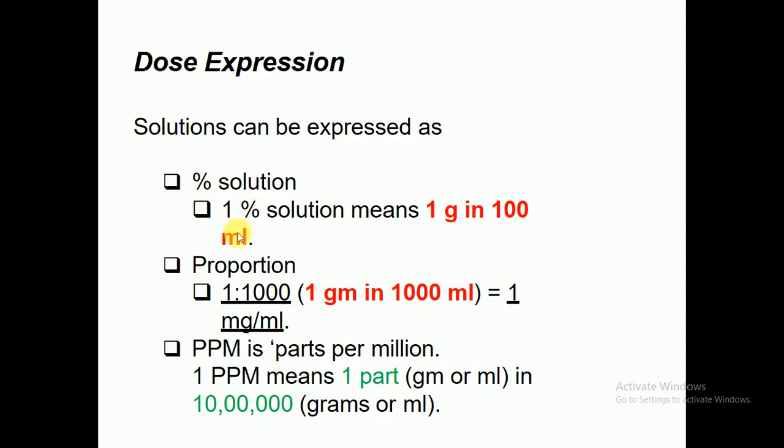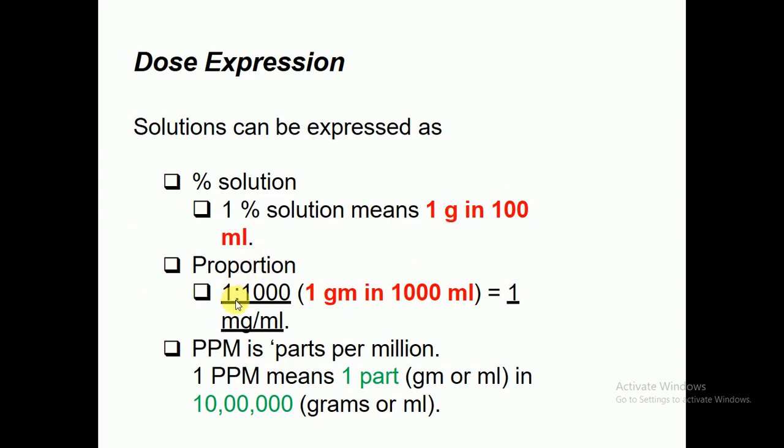So percent solution means, let's suppose 1% solution means 1 gram in 100 ml. It means we are going to dissolve 1 gram in 100 ml. So this is the solute, and this is, you can say, the solvent. So 1% solution means 1 gram in 100 ml. Percent means per 100.